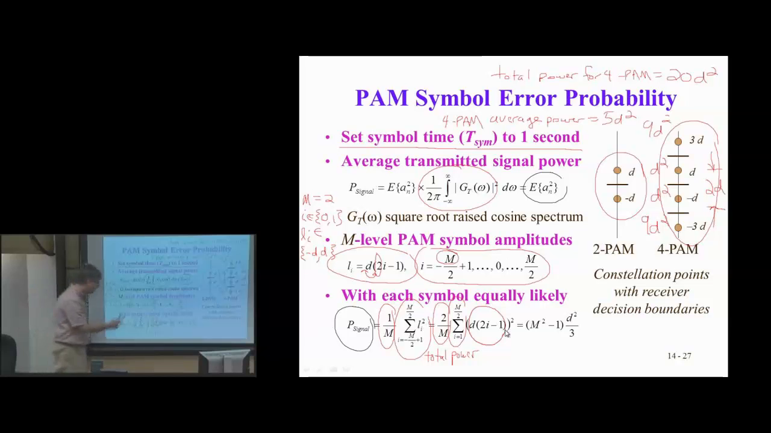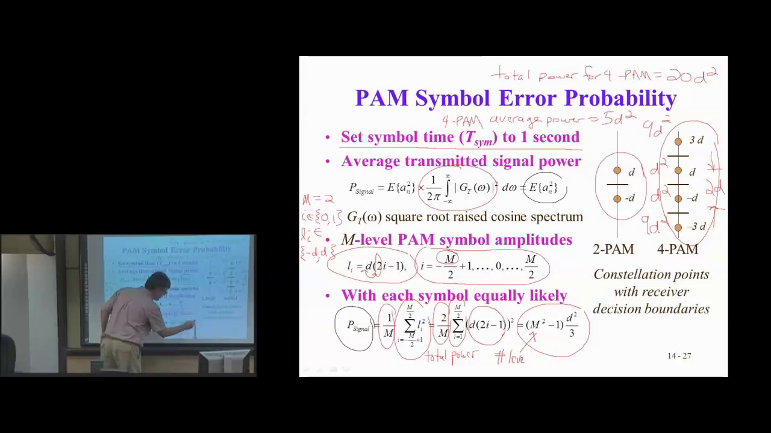If I run the finite sum on this, you get a nice formula that depends on two parameters. One is M, the number of levels in the constellation, usually a power of 2, but not always. The other is D, which is half the constellation spacing. We'll be working with uniformly spaced constellations for QAM and for PAM.